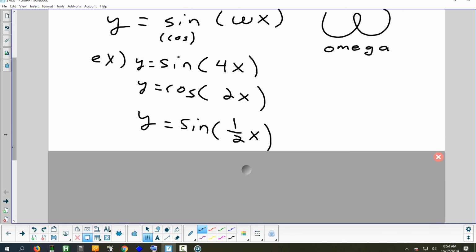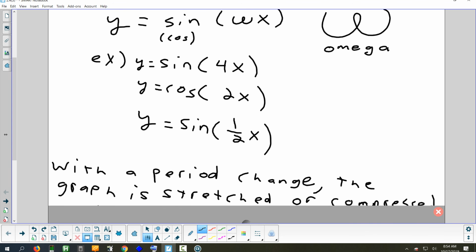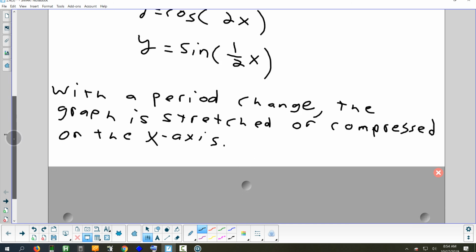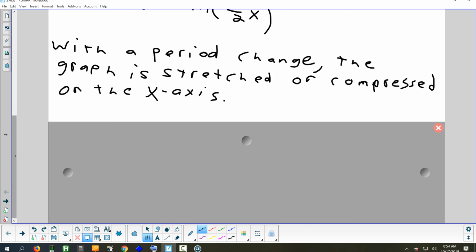Okay, so now we know what we're looking for when we have a period change. You're looking for multiplication inside the parentheses. So, as we already said, you guys saw it on the calculator, period change is going to stretch or compress the graph along the x-axis. So there's two cases, right? It either is going to stretch or it's going to compress.